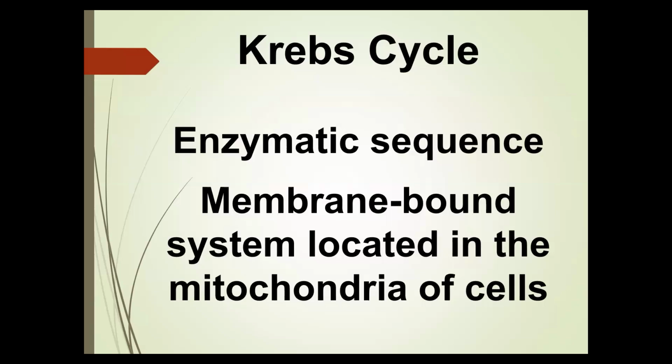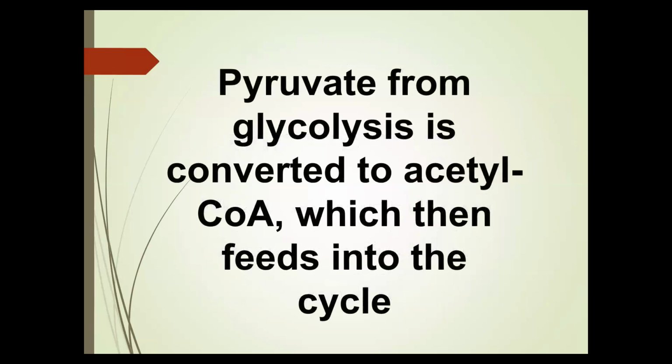Like glycolysis, the Krebs cycle is an enzymatic sequence. However, it is a membrane-bound system located in the mitochondria of cells, unlike glycolysis, which occurs in the cytoplasm. Pyruvate from glycolysis is converted to acetyl-CoA, which then feeds into the cycle.